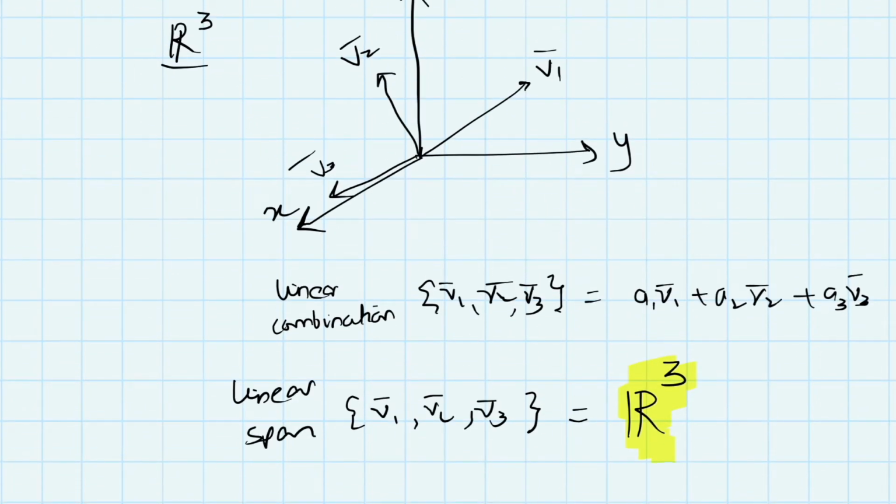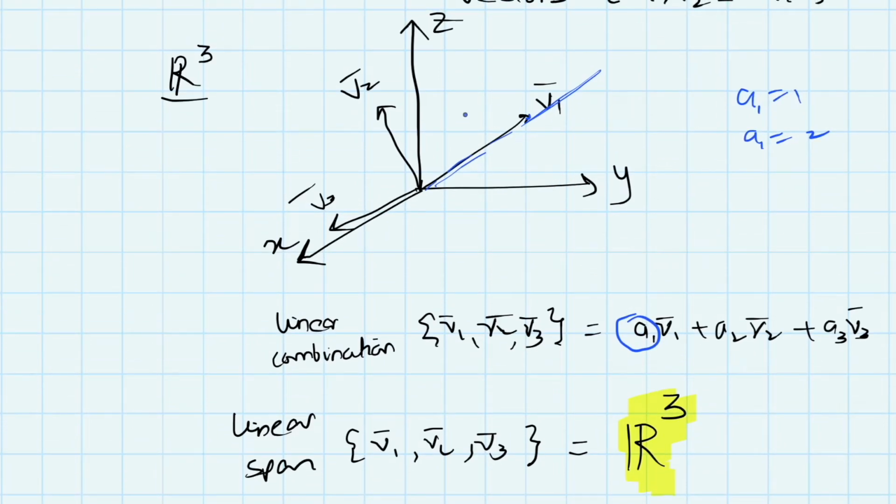Why am I saying it's the whole of R3? Because if you vary this coefficient a1, this vector will stretch and squeeze. Say if a1 is equal to 1, then it will remain here. If a1 is equal to 2, then the vector v1 will double in size and come here. If a1 is equal to 1/2, it will shrink by half its size. If it's minus 1/2, it will go in the opposite direction. So it covers a line here.